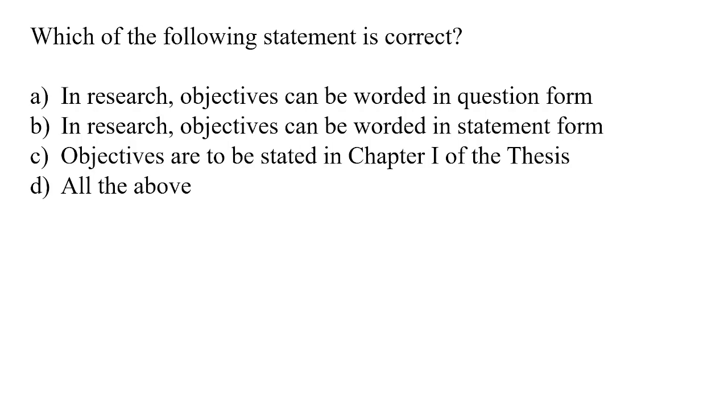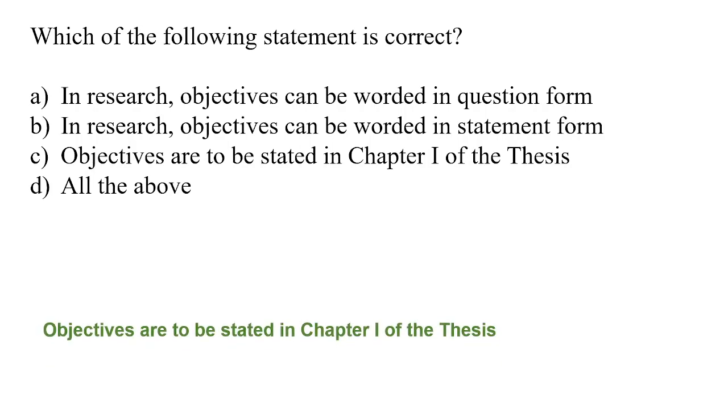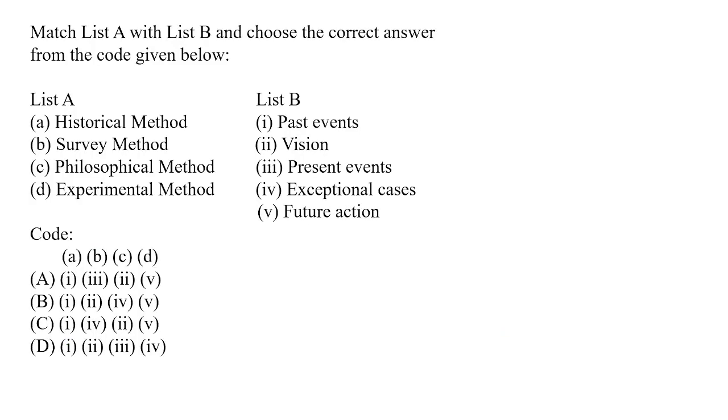So my screen is visible again, right? Yes. Okay. So this is match list A with list B and choose the correct answer from the code given below. Historical method, survey method, philosophical method, and experimental method. And what do you think it matches with in list B? It's self-explanatory from the names only.